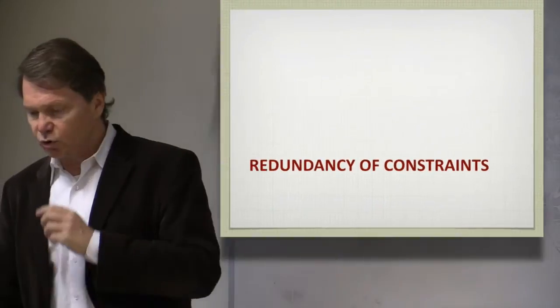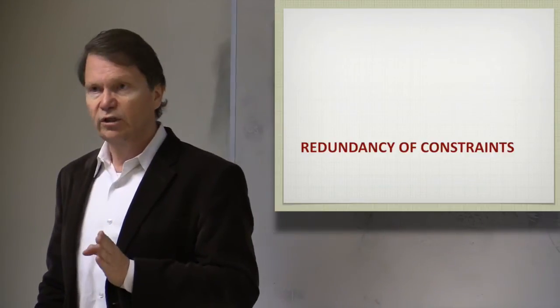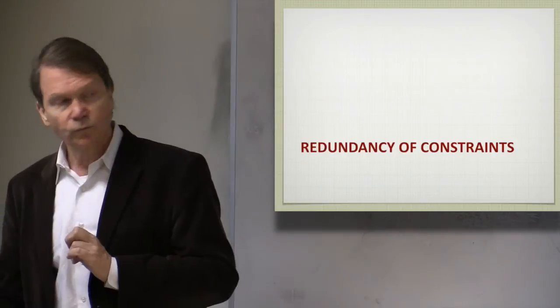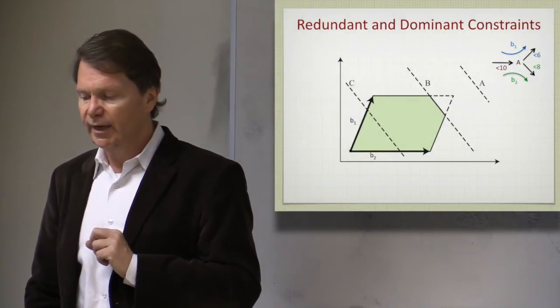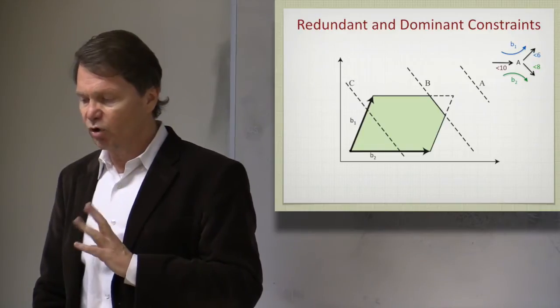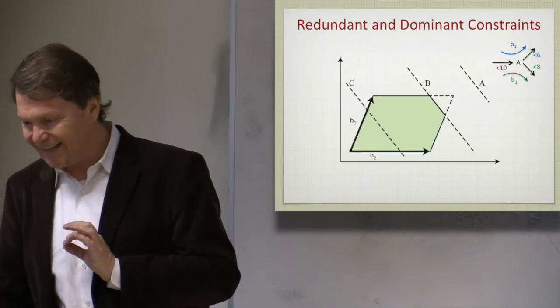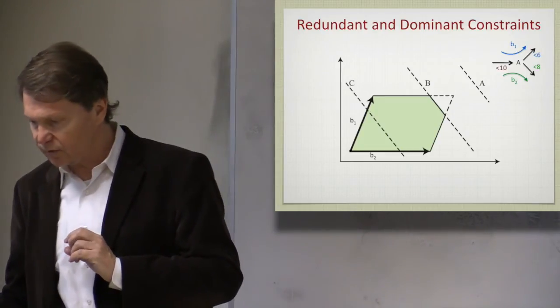I want to introduce you now to the extremely important concept of redundant and dominant constraints. So here I'm showing exactly the same system. I have my two basis vectors coming in into that split, and I have the constraints on them. So I'm indicating one in green and one in blue. So hopefully this color coding comes out right.